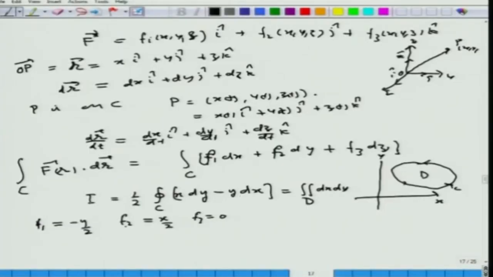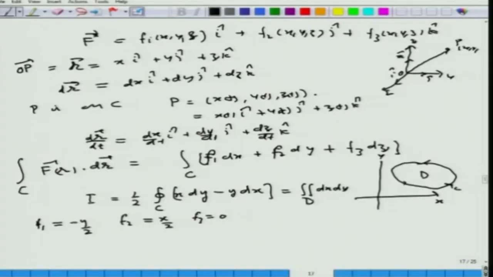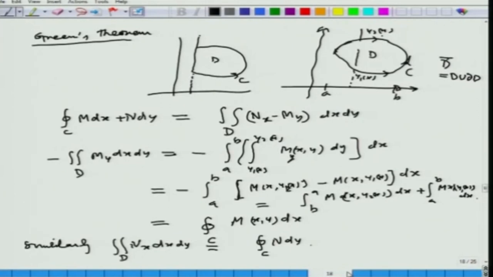And so in this particular case f1 equal to minus y by 2, so this is written here as 1 by 2 minus y dx, and f2 is x by 2, so 1 by 2 x dy is written here, and f3 is 0. And we will see that this actually gives us a convenient way of finding areas of various domains in the two dimensional plane, which is given by the integral of dx dy over D, which is the area of D. This can be seen from the Green's theorem, which is established here.